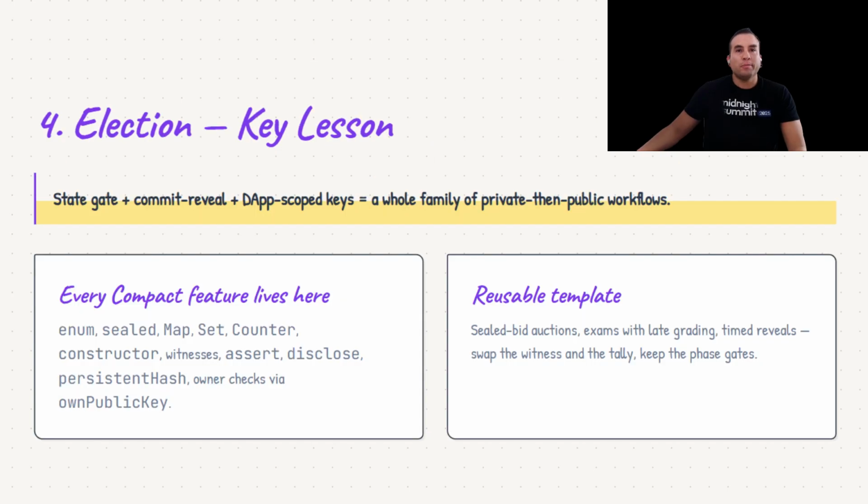Zoom out. Every major compact feature lives somewhere in election. Enums, sealed cells, maps, sets, counters, constructors, witnesses, asserts, disclose, persistent hash, owner checks, per app keys. And the big structural lesson is this. State gates plus commit reveal plus per app identity is a template.